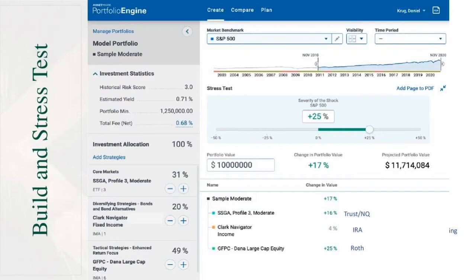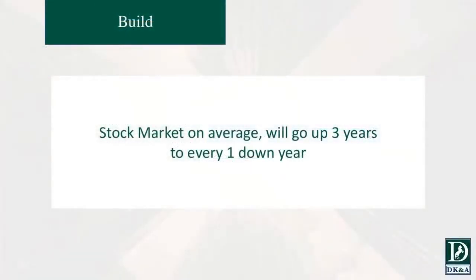But for this, your trust account went up nicely. Okay, that's tax favored. I like that. Your IRA account, which is fully taxable, didn't go up much at all. And your Roth IRA, which is fully tax-free, actually gained 25% in that account. That's a big deal.